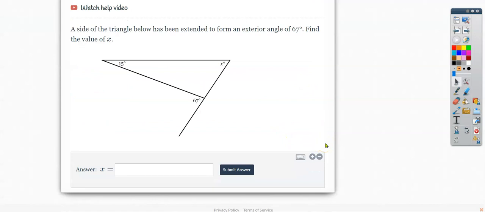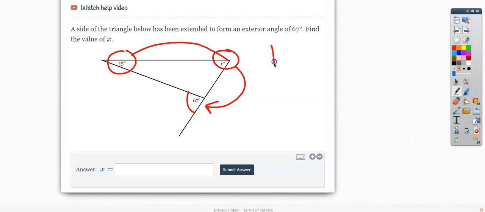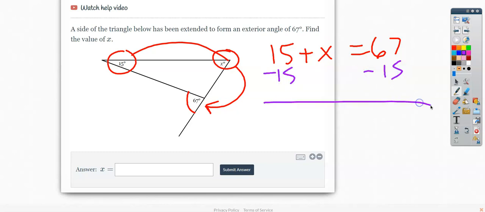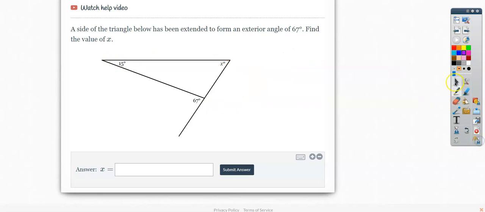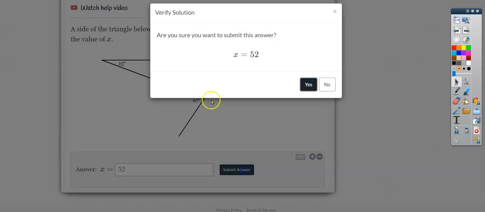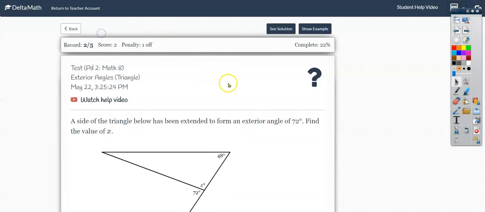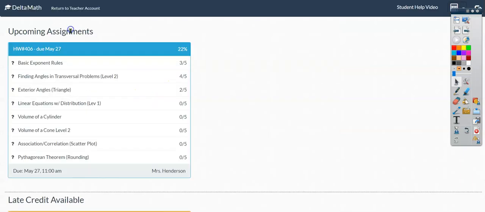Next problem. All right. This is an exterior angle. It is 180, but nobody cares about that angle. You could figure that out, but the quickest way to figure out x is to know that these two angles have to add up to 67. So if I subtract 15 from both sides, I will figure out what x is. 67 minus 15, I get 52. So I'll type that here. So look up that exterior angle rule in your notes if you need some more assistance completing these questions.